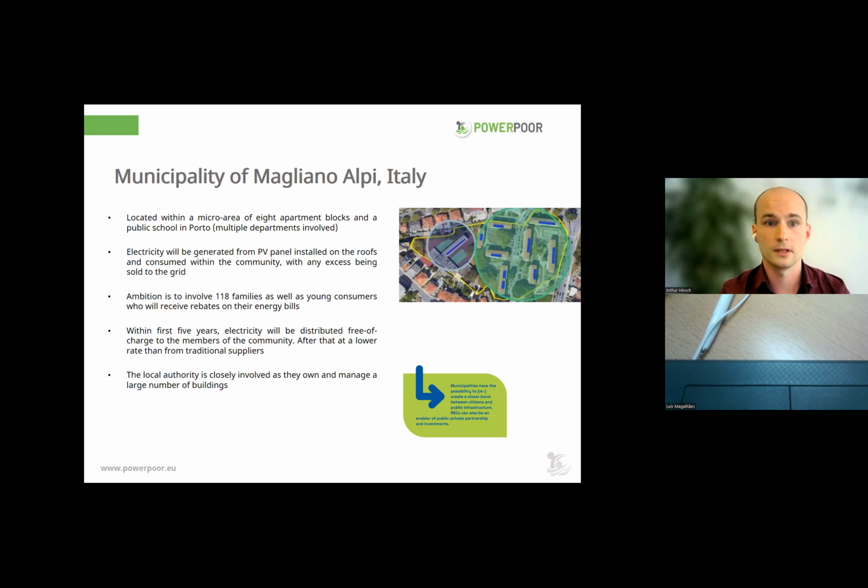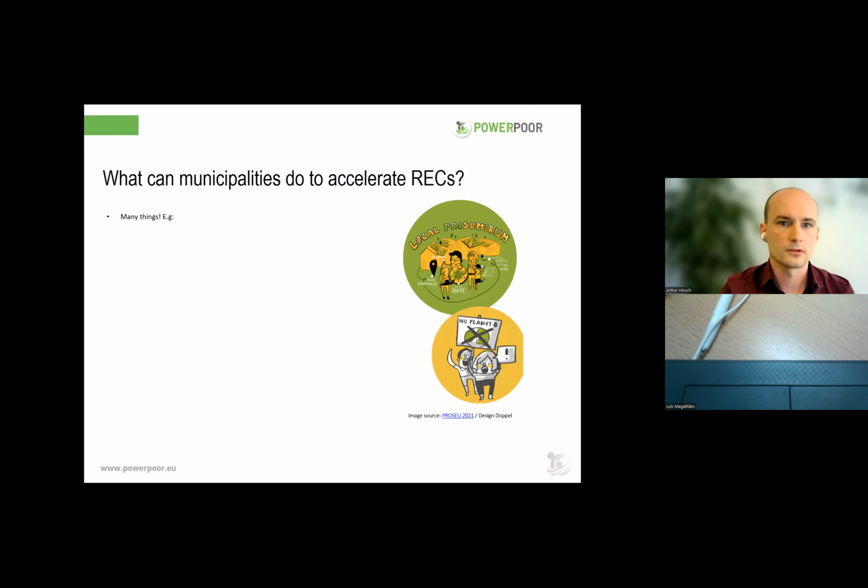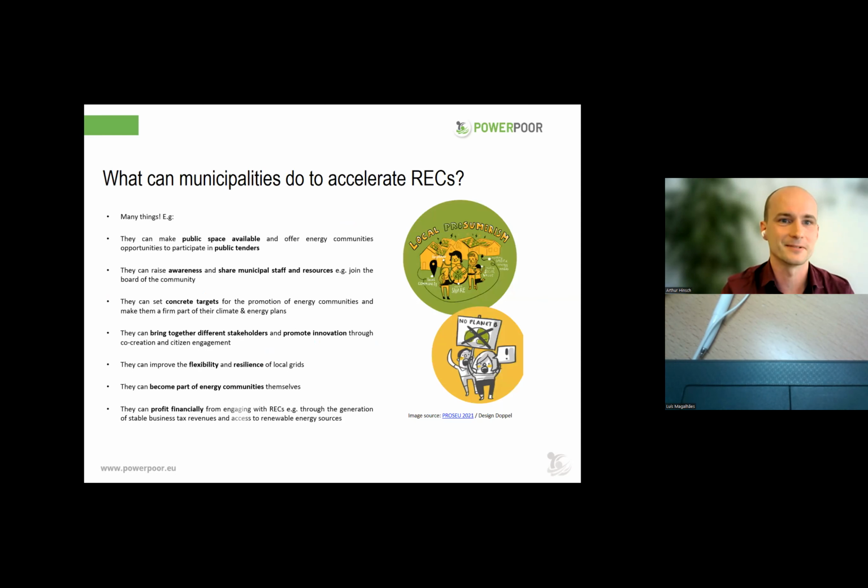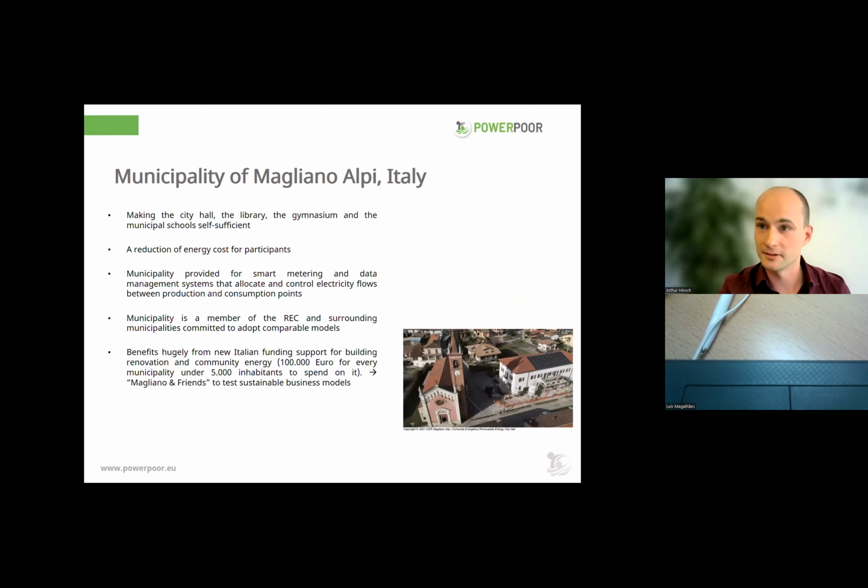The specific example is located in a village, Magliano Alpi, in a small town, in a micro area of 8 apartment blocks. Oh, that's actually a mistake. This is not the one I wanted to show. That's a different text. Sorry, this is the one. The other one was in Porto. We'll come back to that.